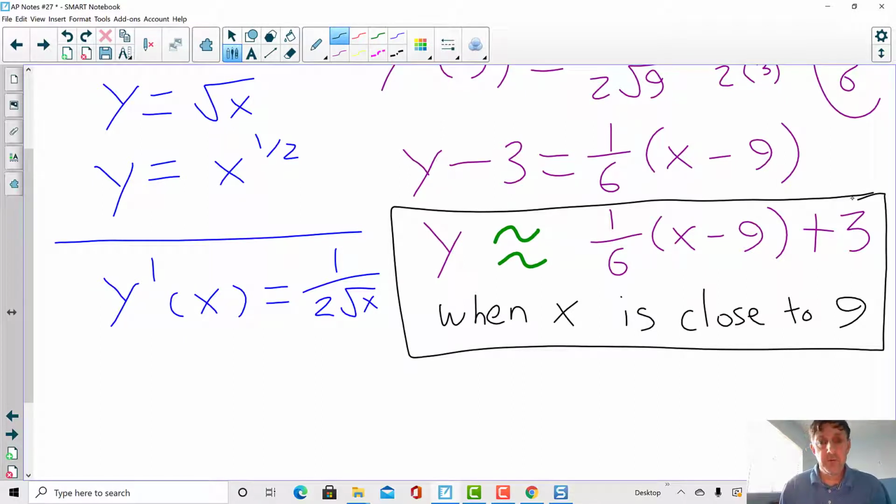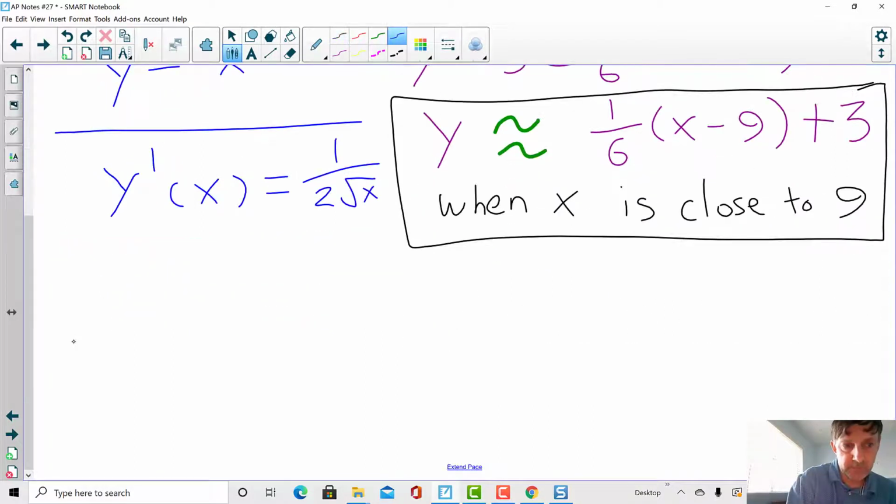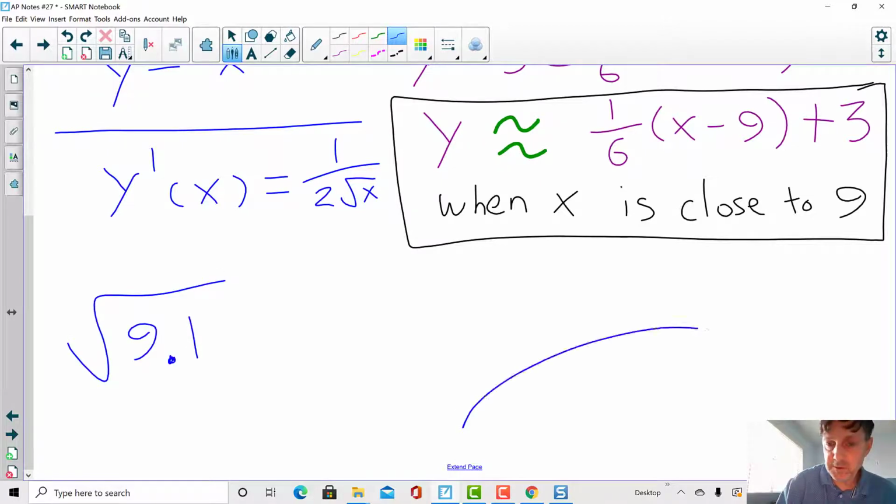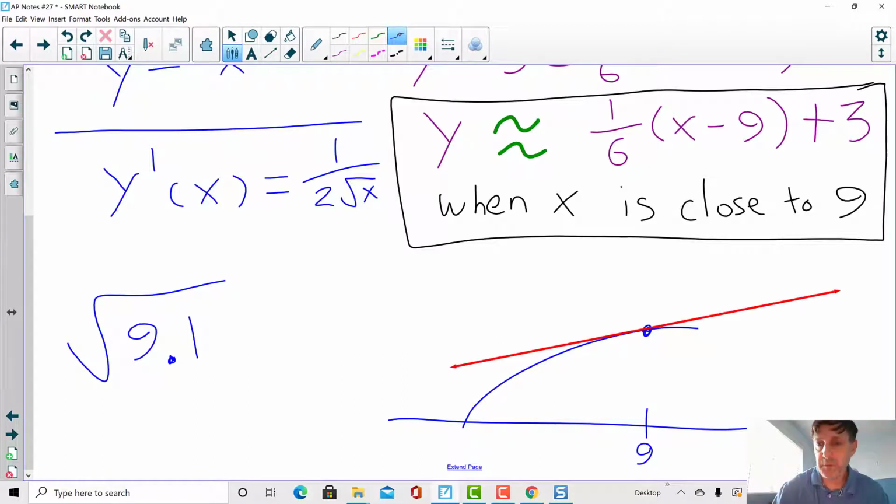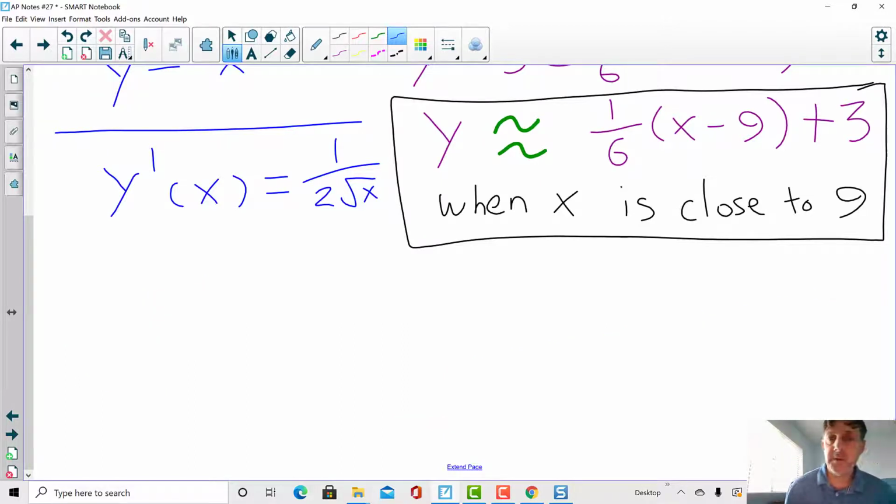But remember what we want to do, we want to plug into the equation of that line to estimate the curve when x is 9.1. So again, we're trying to approximate the square root of 9.1. Here's the square root function. When x is 9, we have a tangent line. So again, if we plug into the tangent line when x is 9.1, you can see the real value is actually a little bit lower than the value that we're going to get. The value that we're going to get is going to be on that line, and that's going to be a little bit higher than the value on the curve. Okay, let's plug in our value.